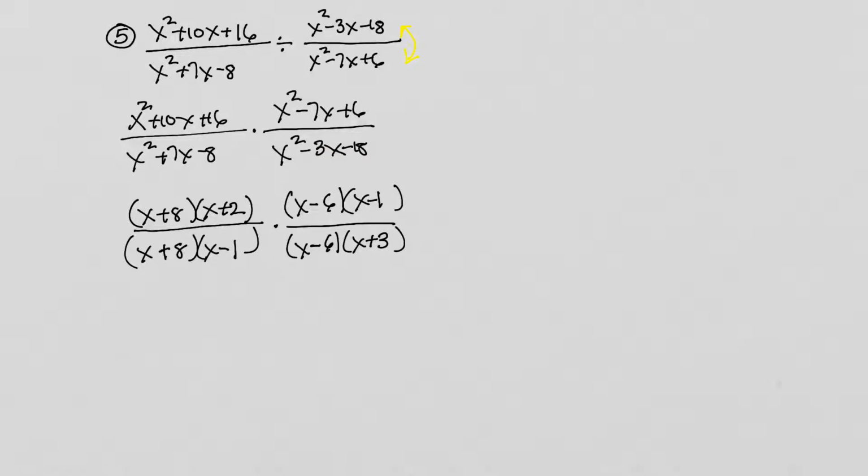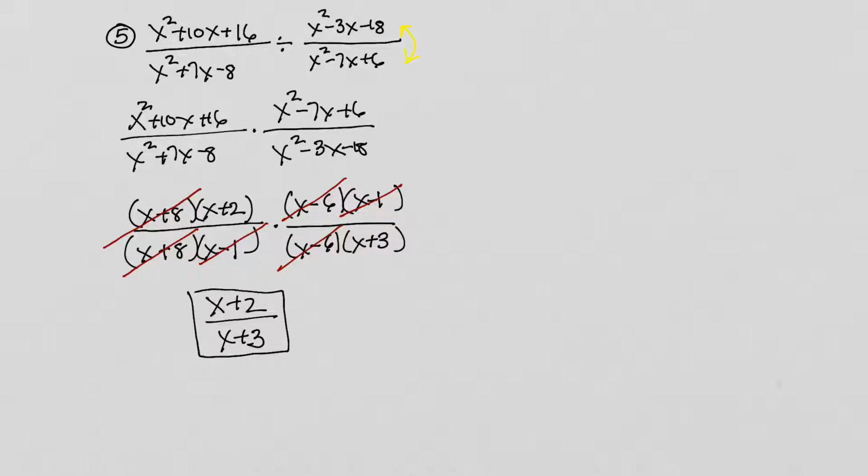Now, let's look for and cancel any common factors. So way over here on the left, I see these x plus 8. Those will cancel. What else? Anything? Yeah, this x minus 1 will go with that x minus 1. This x minus 6 with that x minus 6. And we are left with x plus 2 over x plus 3. Do you see them? There's the x plus 2, and way over here is the x plus 3.